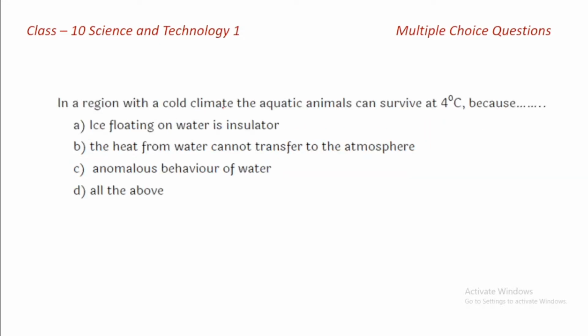In a region of cold climate, the aquatic animals can survive at 4 degrees Celsius because first option is ice floating on water is insulator. The heat from water cannot transfer to the atmosphere. Anomalous behavior of water, and option D is all the above. So the correct answer for this question is option D. These are all the reasons why in a region with a cold climate the aquatic animals can survive. So option D is the correct alternative.